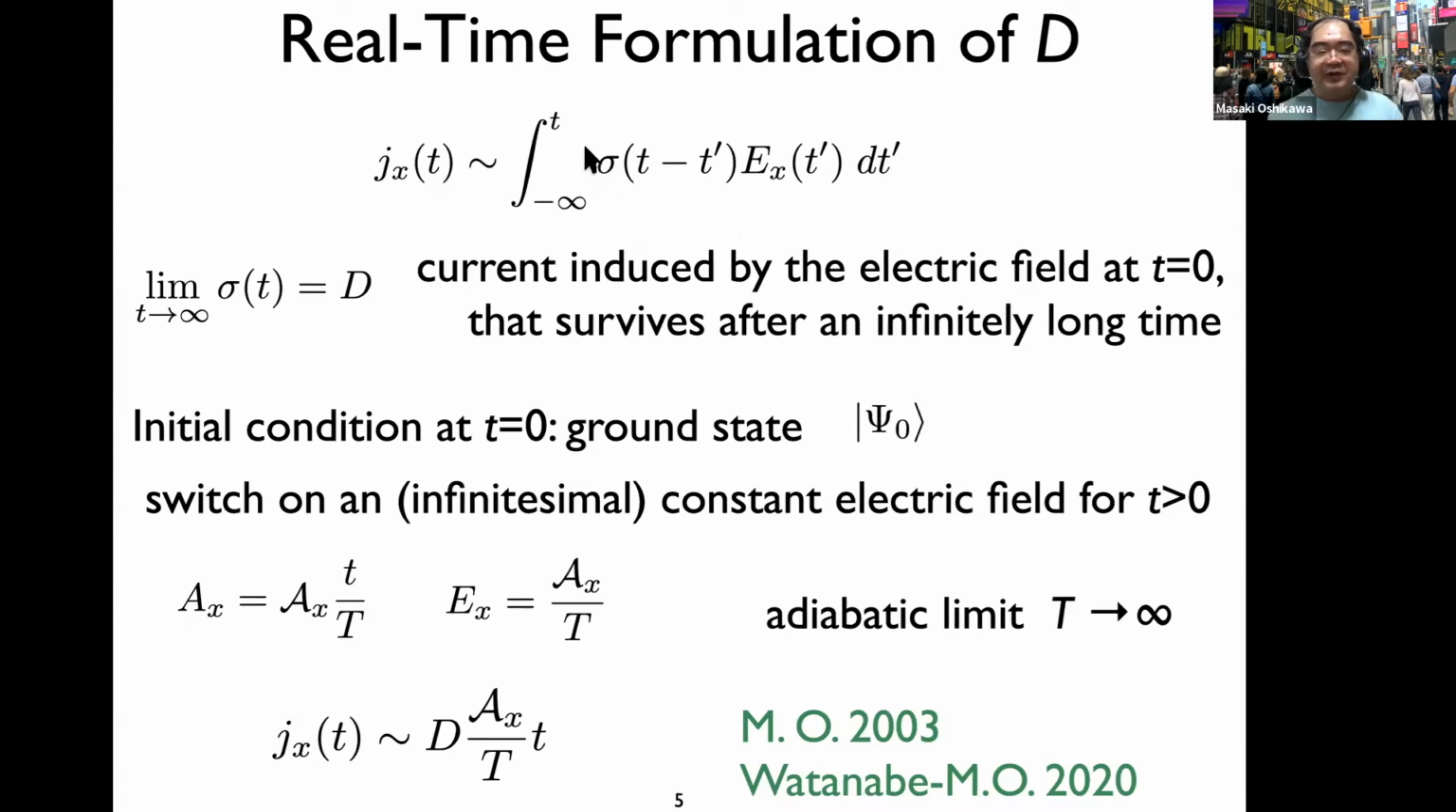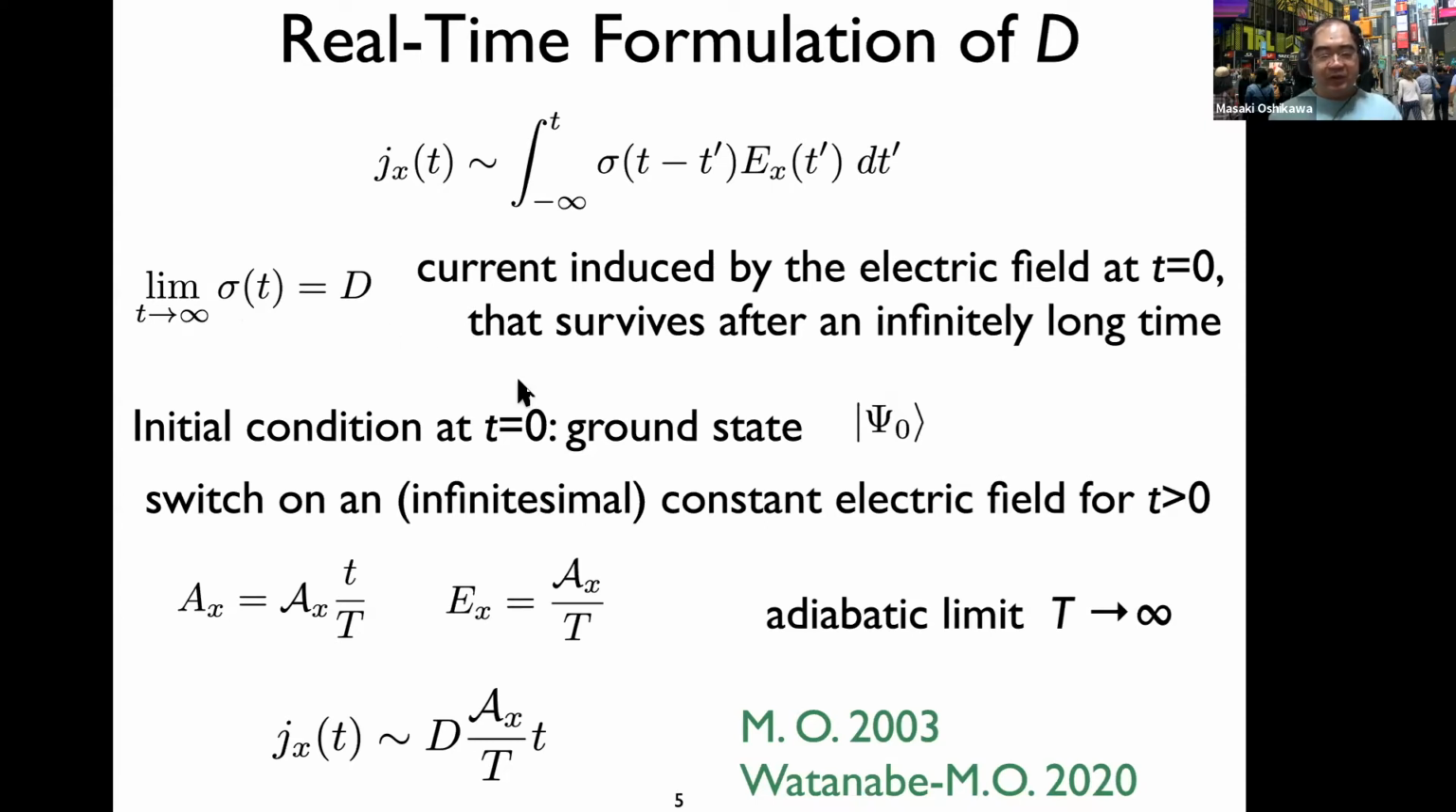So we can define some real-time response function, sigma, which gives you how much current is induced after a certain time if you apply an electric field pulse at a certain time. So the total current is given by this convolution form. It's a kind of accumulation of all the responses of the electric field applied in the past. And in this formulation, the Drude weight is nothing but the infinite time limit of this response function, sigma.